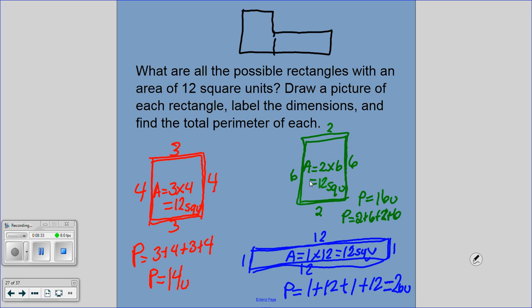Did any of those have the same perimeter? No. But they all have the same area. How did that happen? All 3 of these shapes have the same area, but none of them have the same perimeter. How did that happen? I thought area and perimeter were related. Gabriella, how did that happen?